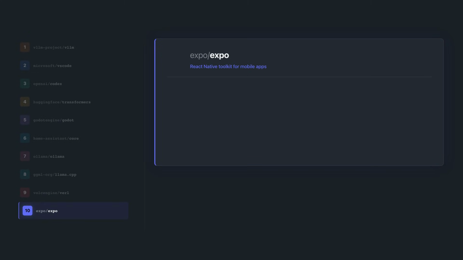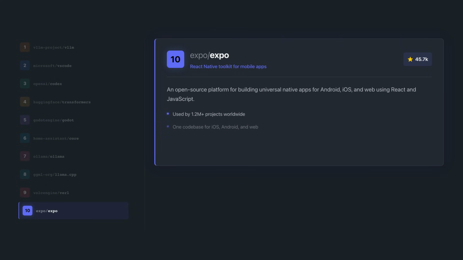Number 10. Expo/Expo. This project closes our list by solving a perennial problem. Why is mobile development still so painful? Expo has become the default way to build React Native applications. One codebase deploys to iOS, Android, and web. The SDK handles camera, notifications, and authentication. EAS manages builds and updates.